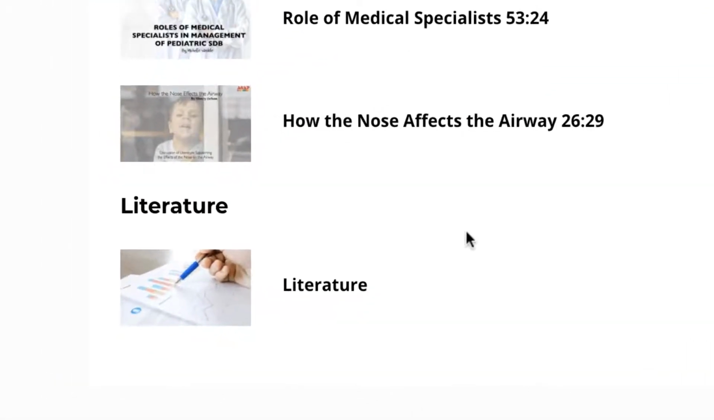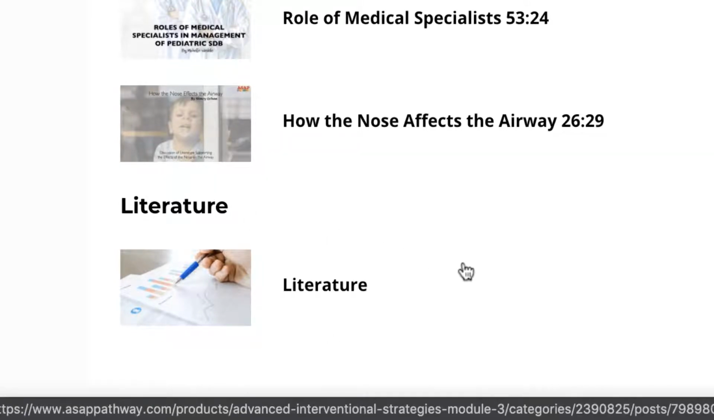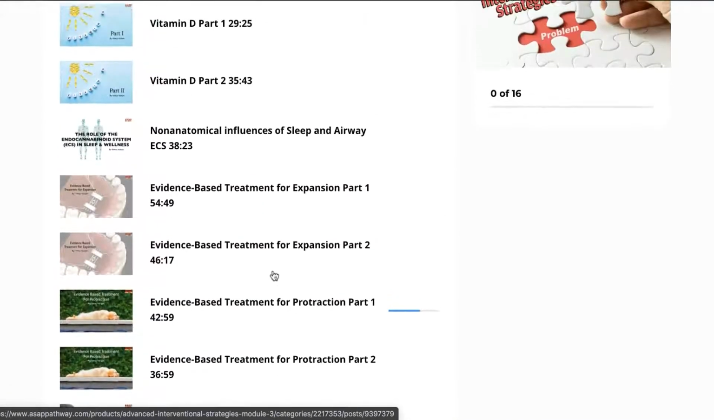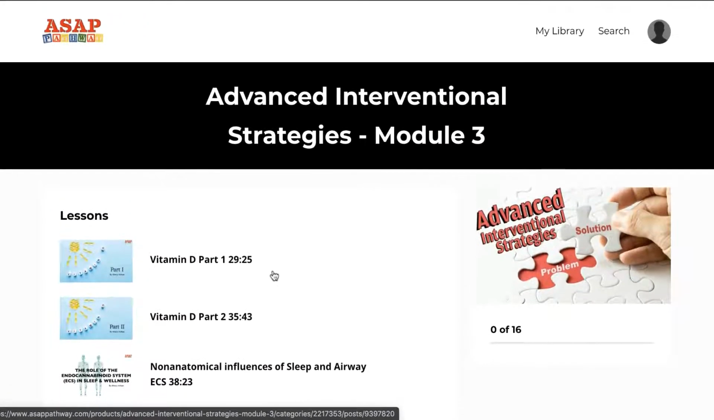Now, at the bottom of each module, you're going to find this literature section. And here you'll find all the literature that we've used and referenced in all the presentations for that module. So this way you have that as a reference also, and you don't have to go digging around in the presentation to try to find the citation.